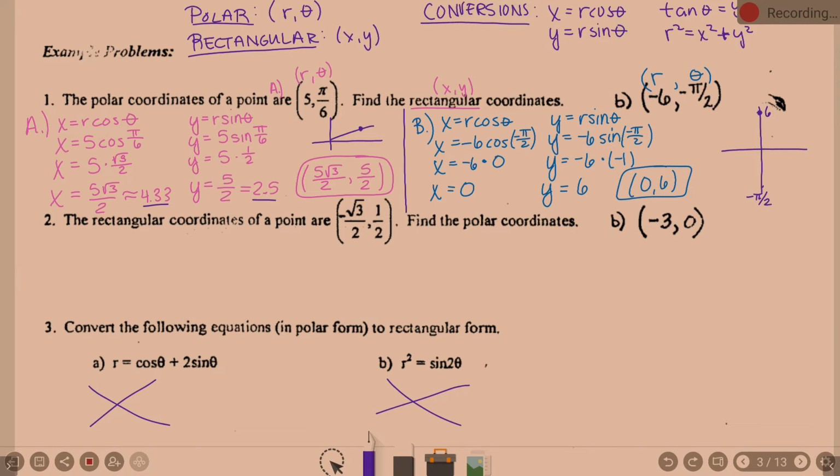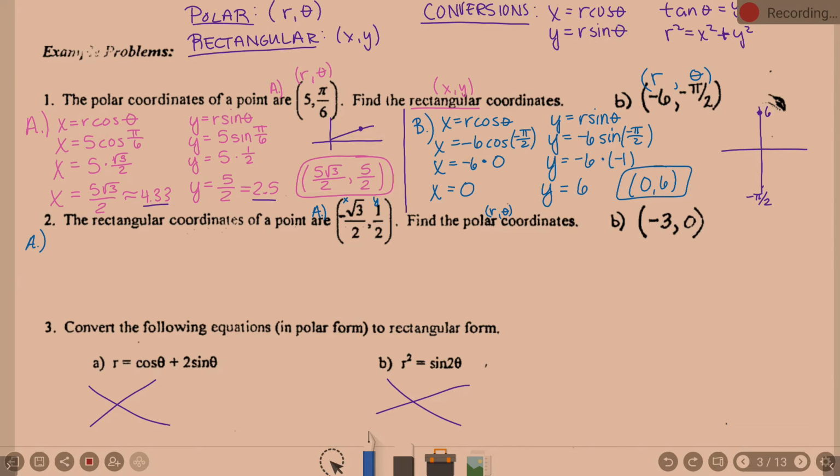Okay. Now, let's try number 2. Number 2, we've got to reverse it. We've got to go the other way. They are providing us the rectangular coordinates, x and y, and we need to find the polar coordinates, r and theta. Plug it into the r squared equation. So realize we're using the other equations this time, yes? Okay, so I'm calling this again example A.